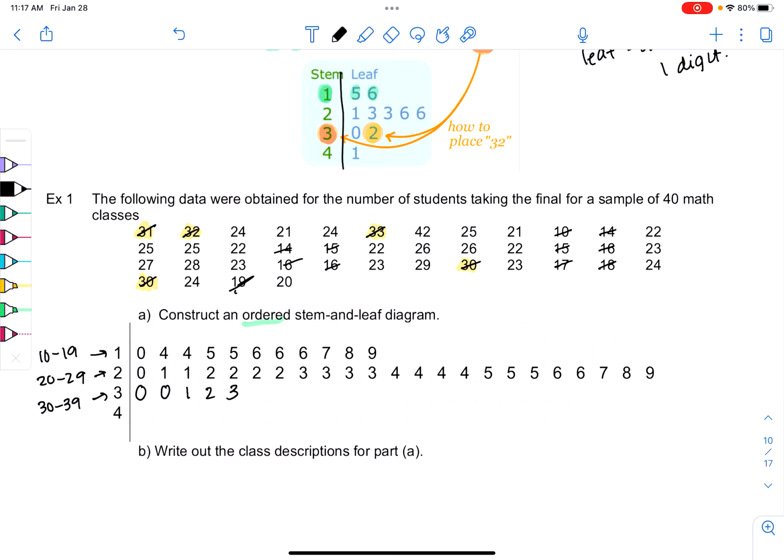Cool. And then the last row would be the 40s. 40 through 49. That's why we have a 4 on the left for the 40s. And I see a 42. Search if you see any more. I'm not sure if there's any more. So that's all I see. So I'm going to go ahead and just put a 2. And that's the only one in the 4 row.